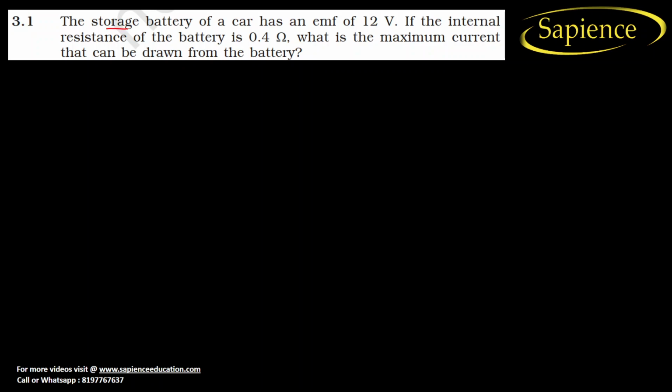A storage battery of a car has an EMF of 12 volt, and the internal resistance of the battery is 0.4 ohm. What is the maximum current that can be drawn from the battery? So let's write first of all what they have provided you. They have provided you the EMF of the battery as 12 volt, and the internal resistance that we will denote by small r, that is equal to 0.4 ohm. And what is the maximum current? So I maximum will be how much?